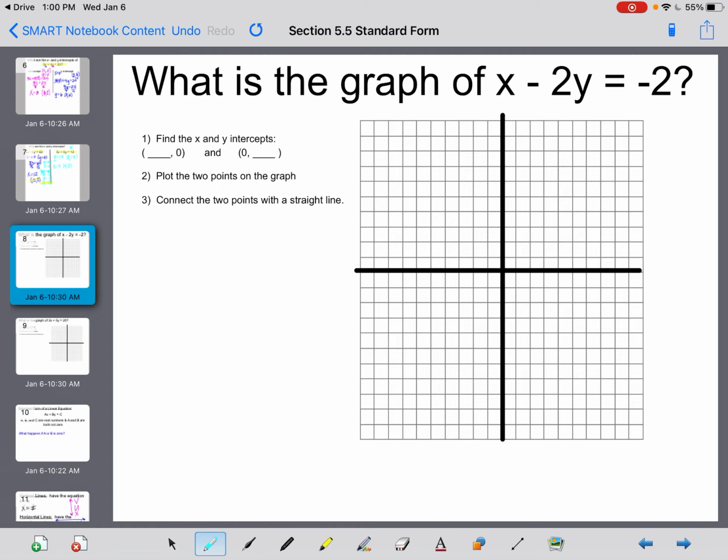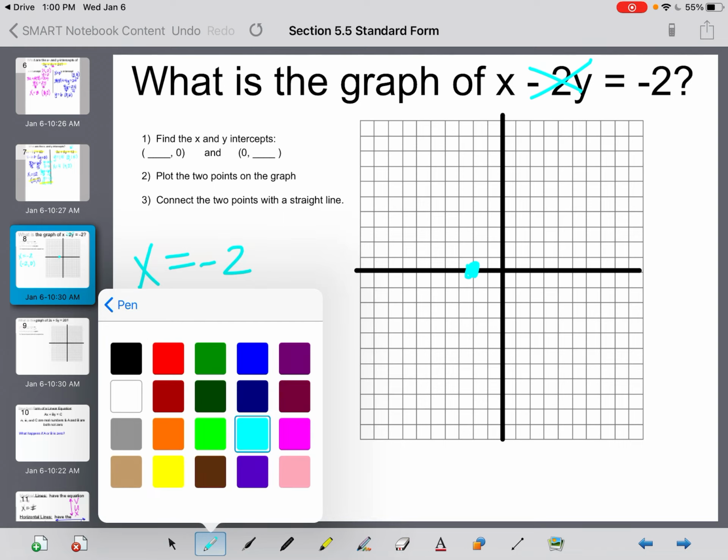So I'm going to look for my x-intercept. If I'm looking for the x, that means I'm going to get rid of the y. And already I know that x is equal to -2, or the ordered pair -2, 0. So I'm going to go back to up 0, put a dot.